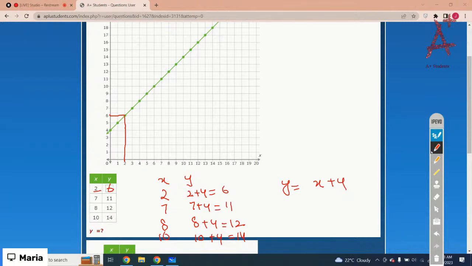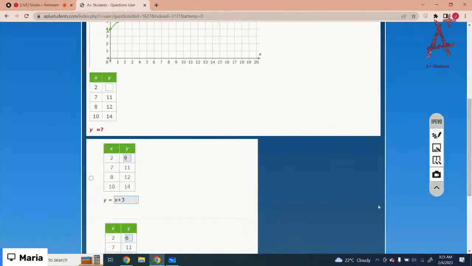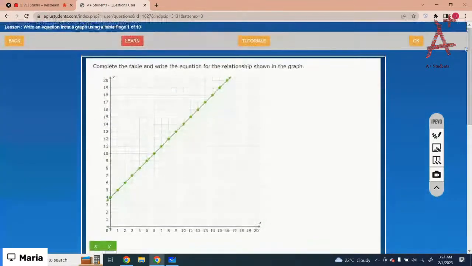Got it? So the correct option is y equals x plus 4. Got it? This is the correct option, y equals x plus 4. Got it?